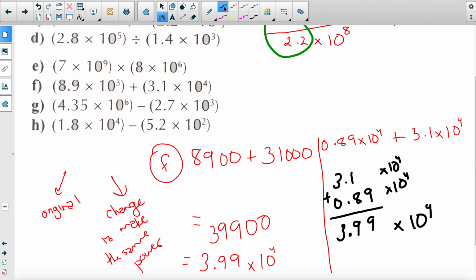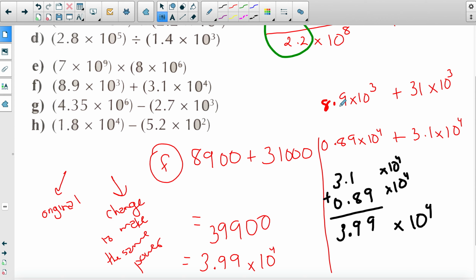Again, we got here. You can also change the 4 to be a power of 3. So we could have done 8.9 times 10 to the power of 3 plus 31 times 10 to the power of 3, because moving it one step to get 3.1 would get us to 10 to the power of 4. If you're not convinced by this step, do expand this back to the original and then write it such that it's times 10 to the power of 3, and you'll notice that it will be 31. And then you can add the numbers the same.